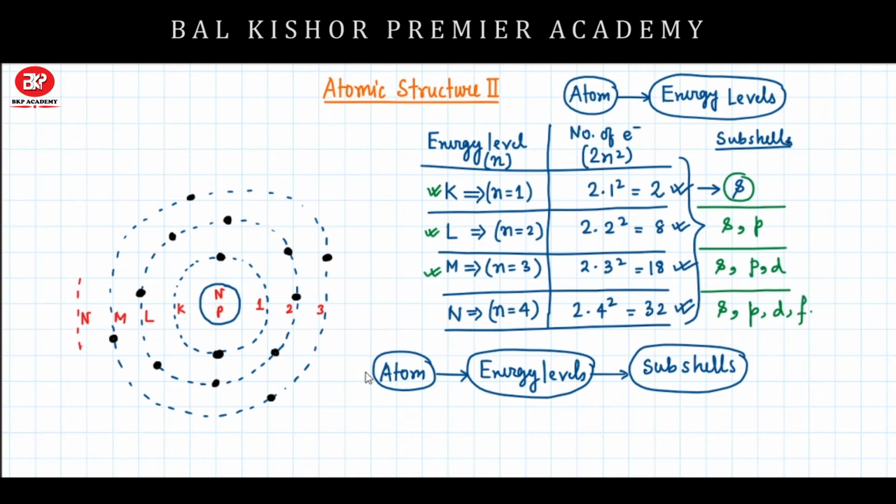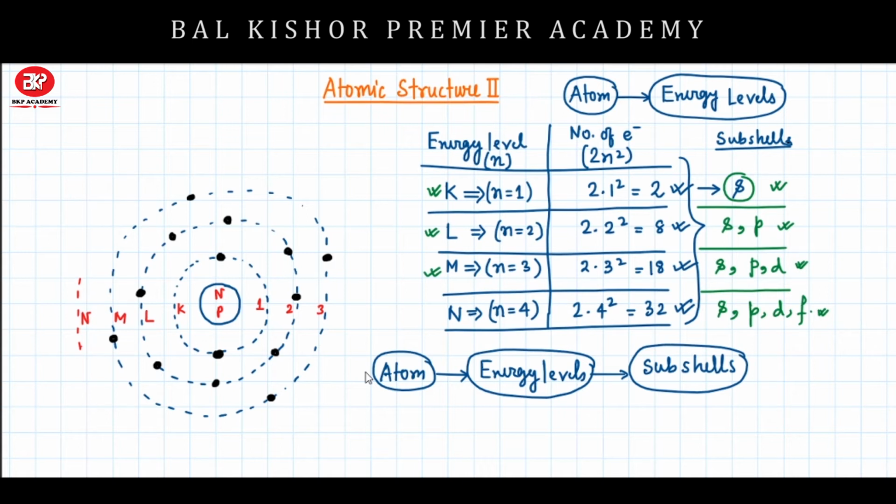So we can see that every energy level has different subcells. The first energy level contains one subcell, named S. The second energy level consists of two subcells, S and P. The third energy level consists of three subcells. The fourth energy level contains four subcells, S, P, D and F.